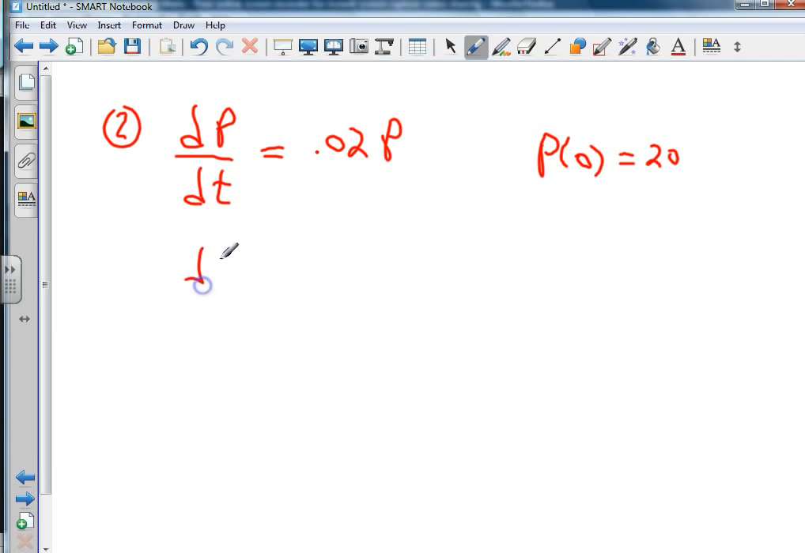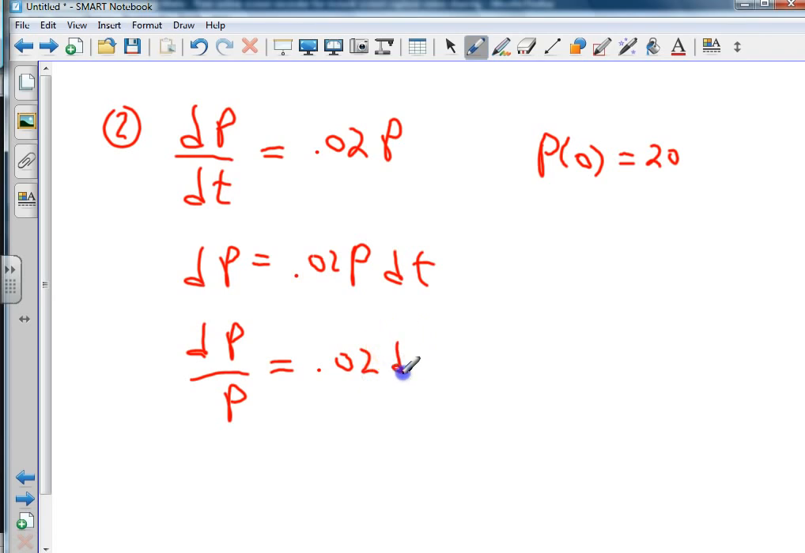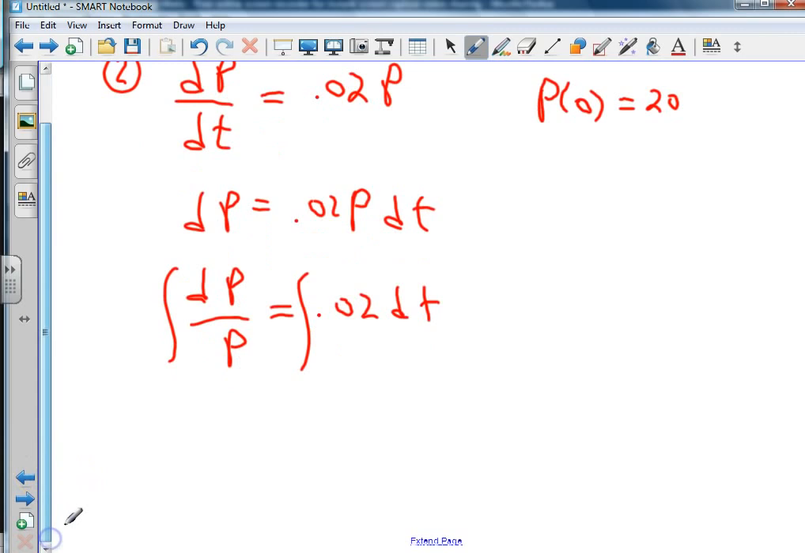Cross multiply. dP is 0.02 P dt. But that's not really separated. What do you got to do? Divide by P. dP over P is 0.02 dt. Now you can integrate both sides. And what do you get?